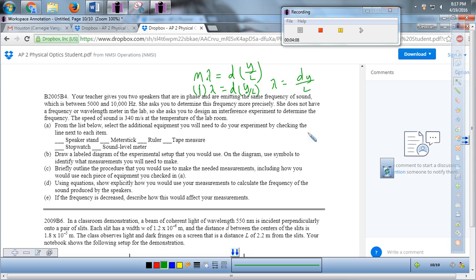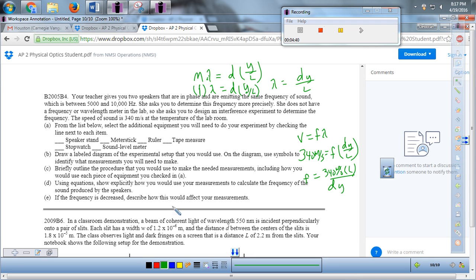So then once I got the frequency, I would say, well, the speed of sound is equal to frequency times wavelength. So I would know that this would be 340, because that's what it tells me. My frequency is what I'm trying to find. My wavelength is going to be D Y over L. So frequency is really equal to 340 meters per second times L divided by D times Y, sorry. So there's my frequency.